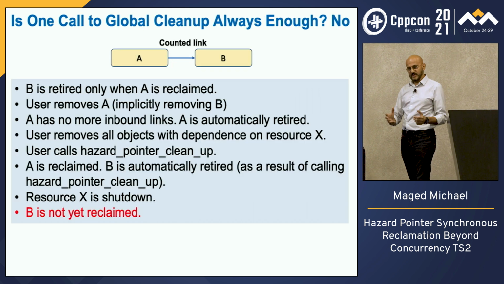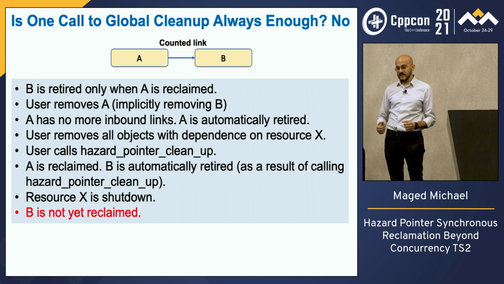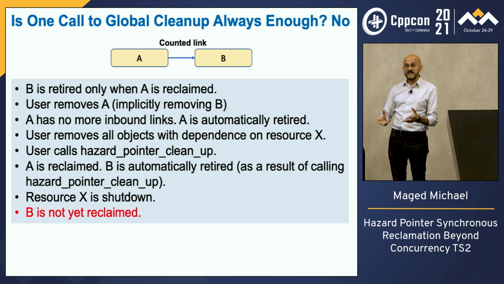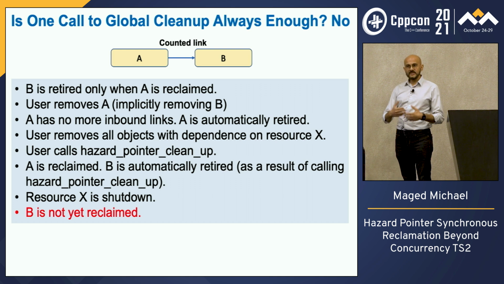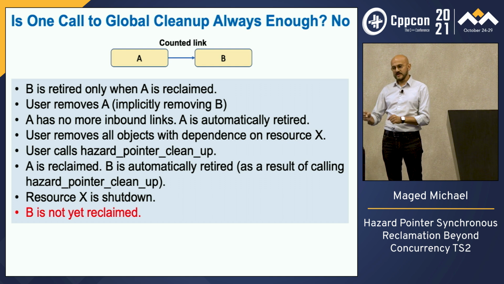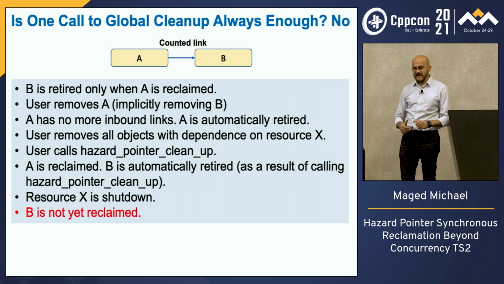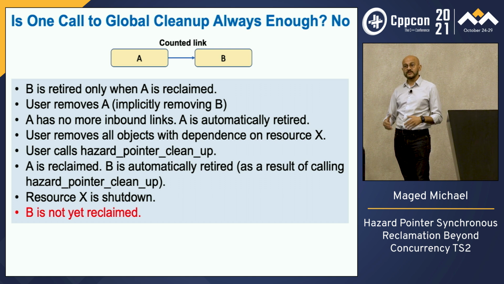Now let's inspect this interface even further and ask: is one call to global cleanup always enough? In this example, the answer is no. What if we have counted links? We don't retire automatically. We actually retire the object only when it doesn't have any more inbound links. So in this example, object A is holding the only remaining link to object B. Some thread removed A, which implicitly removed B because that's the only link to it. And A has no more inbound links, so A is automatically retired.